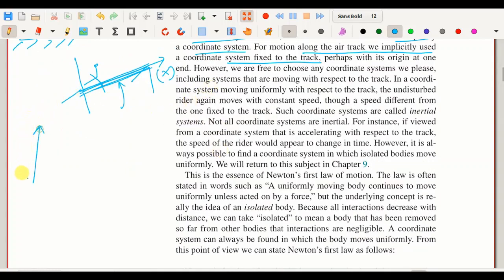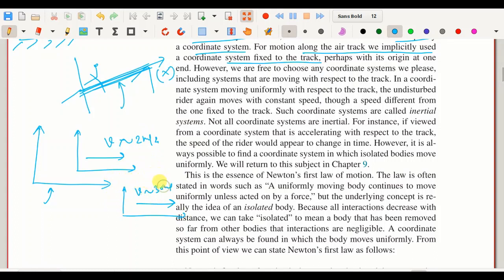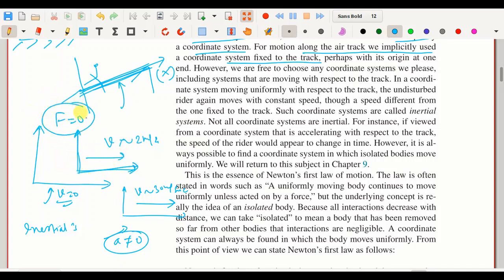Suppose there is a system which is fixed and there are other coordinate systems which are moving, but with some constant velocity, like 2 meters per second. Some other system is moving with maybe 30 meters per second, but the acceleration is pretty much 0. Such systems are called inertial systems. They have different velocities, 0, 2 meters per second, but the force on them is 0. If the force on it is 0, there is no acceleration. We call it an inertial system.